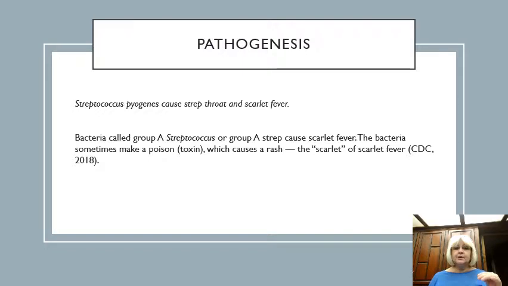So we know that they have looked at different genes in the Streptococcus bacteria, and they're actually in a new publication that was out in September of this year, 2019. They're actually saying that scarlet fever is changing its spots, meaning that genetically it is changing.